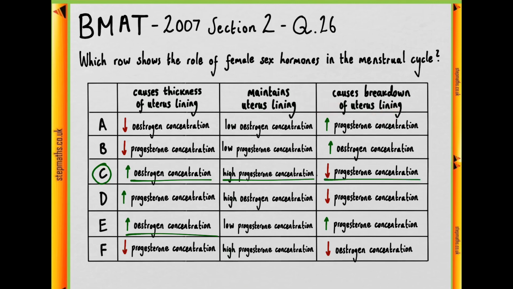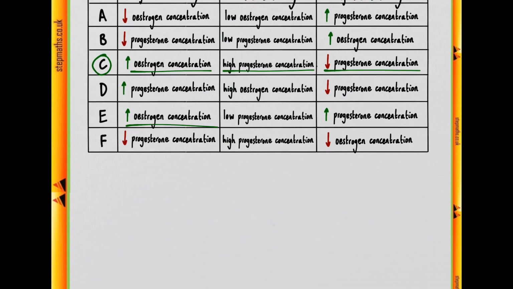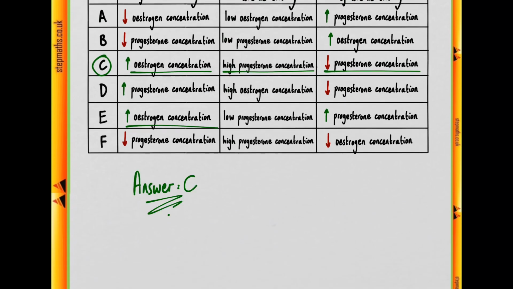So we have our answer, which is option C, that a rise and then a fall in progesterone concentration enables the maintenance and then the breakdown of the uterus lining, and so that's our answer to the question, option C.